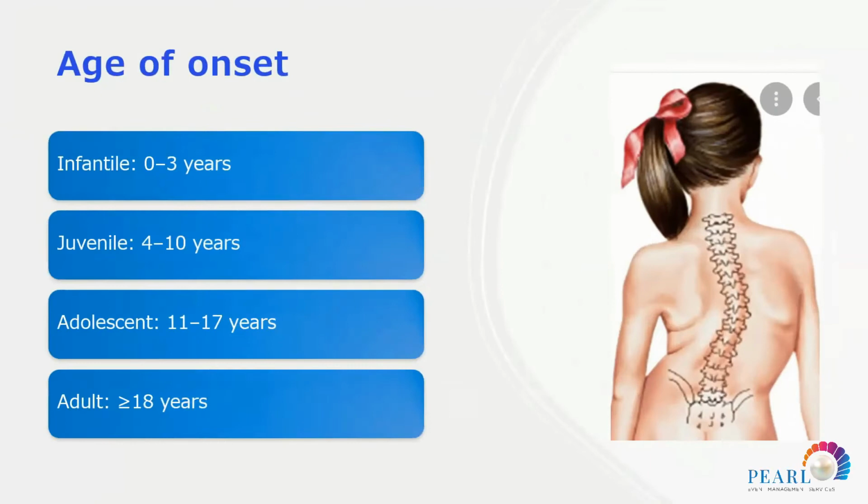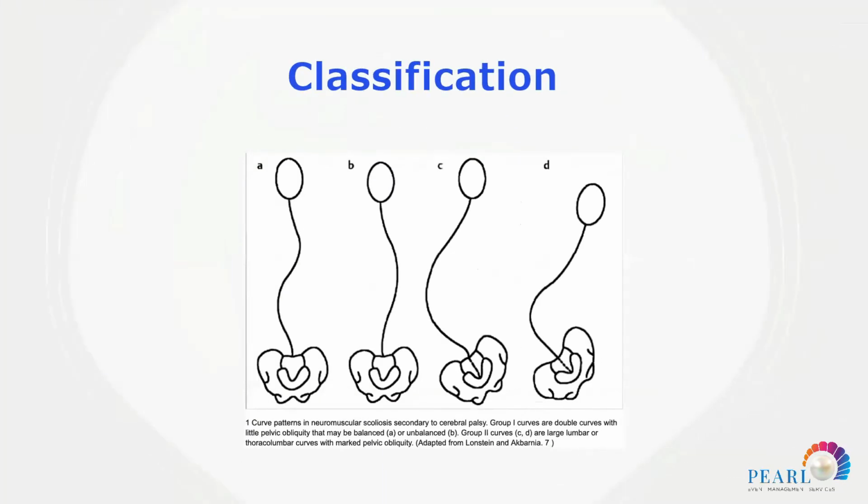The classification of scoliosis: infantile scoliosis 0 to 3 years, juvenile scoliosis 4 to 10 years, adolescent between 11 and 17, and more than 18 is adult. The curve in neuromuscular scoliosis is different from other kinds of spine deformity. Here we can see a double curve with oblique but normal pelvis, a thoracolumbar big curve with normal pelvis, a thoracolumbar big curve with pelvic obliquity, and also a lumbar big curve with pelvic obliquity.